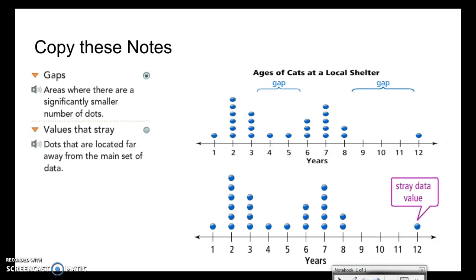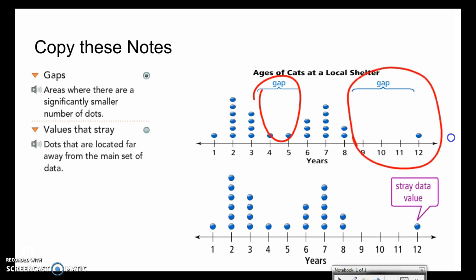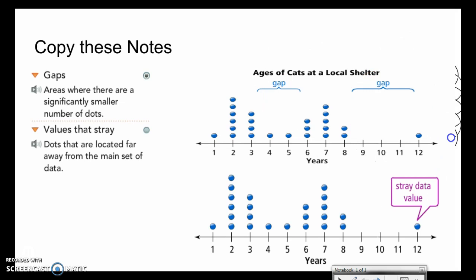Alright, here's the next part. Gaps. Gaps are areas where there are significantly small numbers of data. So right here is a gap where we have 1s, and then here's a gap between 9 and 12. Well, yeah, 9 and 10, 11 are a huge gap because they have nobody over there. Okay, nobody's that. And none of the cats that age.